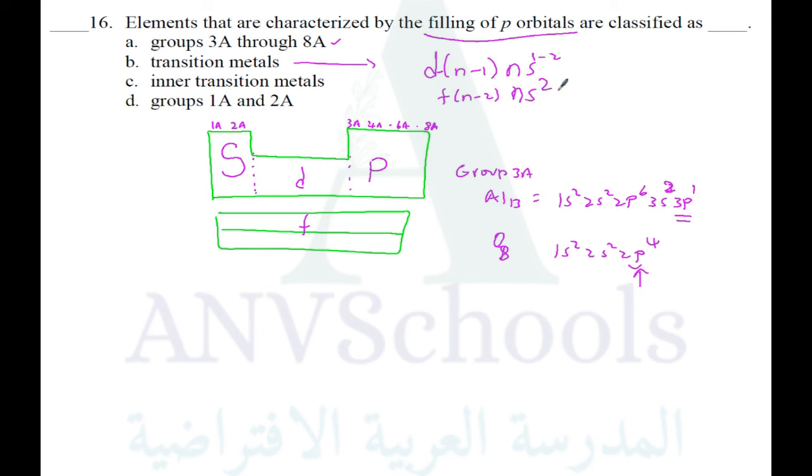Group 1A and group 2A, why are these not the answer? Because group 1A and group 2A did not fill p orbitals. They only fill the s orbital, so the last electron to be filled goes into the s orbital, not the p orbital. So that's why option A is the correct answer.